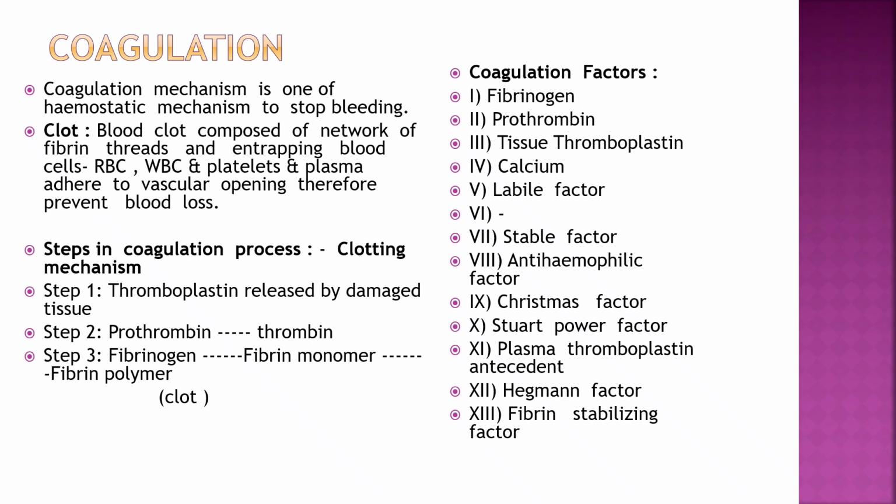So now what are the steps? So there are mainly three steps. So after the damage of the vascular tissue, thromboplastin is released. So thromboplastin converts prothrombin into thrombin, then thrombin converts fibrinogen into fibrin, and then fibrin monomer forms fibrin polymer when they all come together, and then with the cells it forms clots.